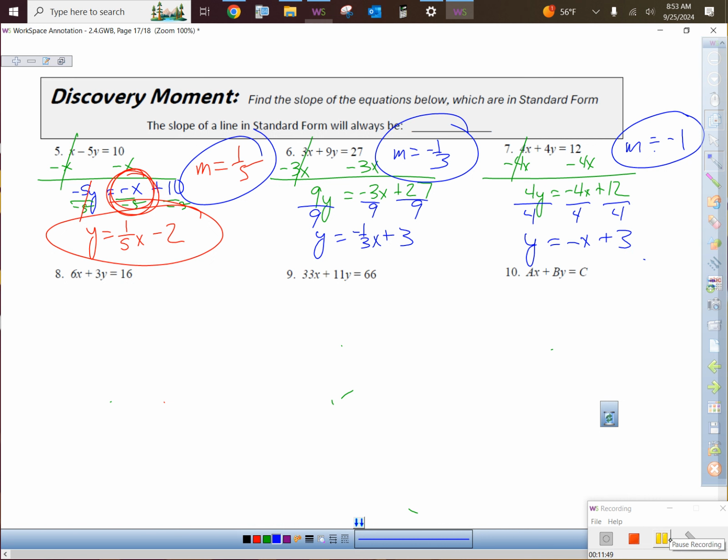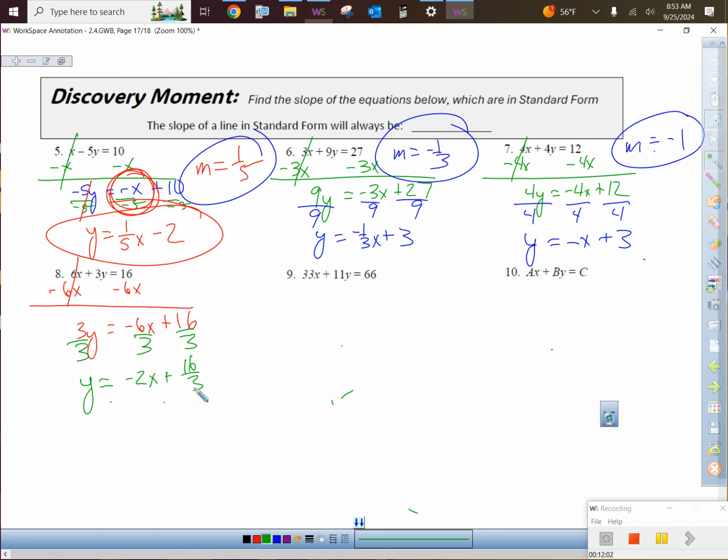Now let's try 8. I got that far on 8 and said, oh no, y-intercept isn't going to come out nice. We will leave it a fraction. Does 16/3 reduce? No. Leave it that way. I would hate to graph that.